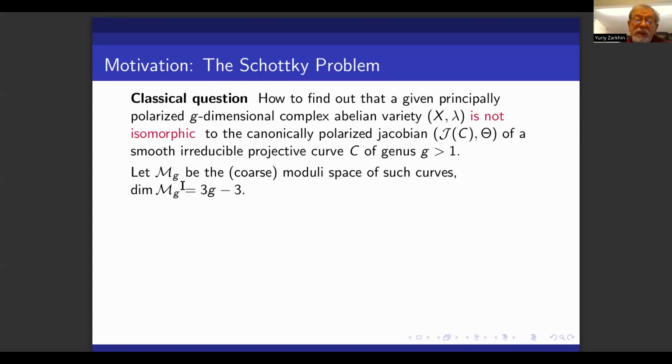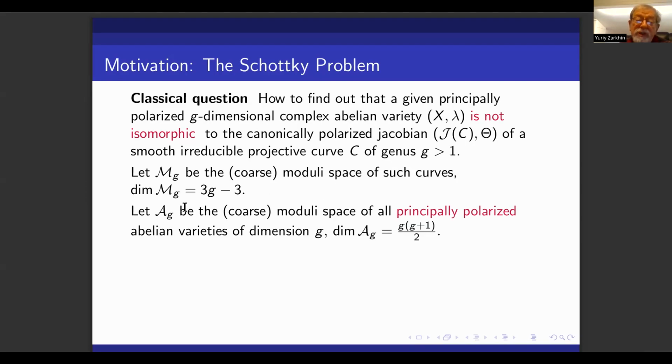Well, let me remind you that if fancy M_g is the coarse modular space of such curves, then its dimension is 3g minus 3, which is positive because g is strictly greater than 1. And if you consider the coarse modular space of all principally polarized abelian varieties of dimension g, with this fancy A_g, then its dimension is g times (g plus 1) over 2.